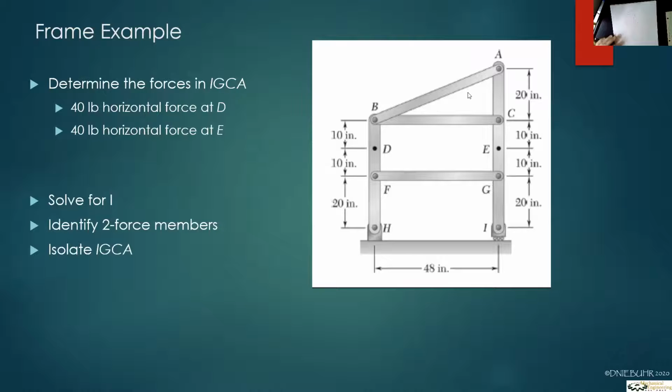So here we have the problem. What I would say is the first thing, while I'm drawing it real quick, is think about how you're going to solve this. One of the things you'll notice when you're drawing out your free body diagram for this is that I is on rollers, so you can determine what the value of I is. And since we're trying to find IGCA, that would probably make the most steps. So while I'm drawing this, go ahead and calculate what the I reaction is.